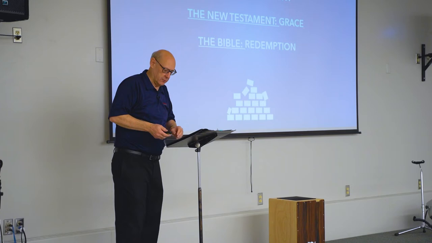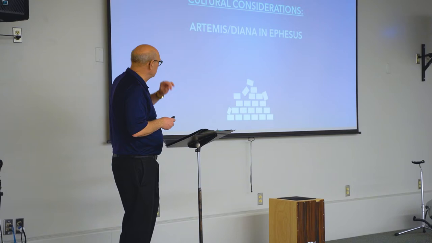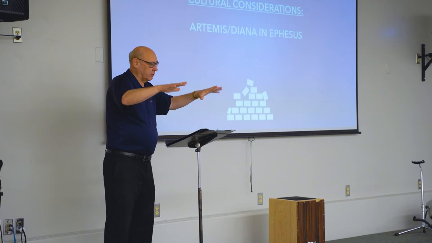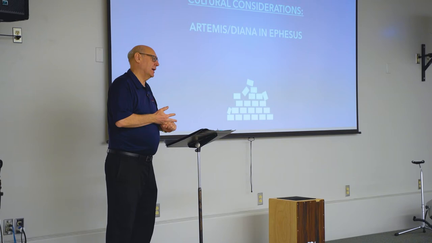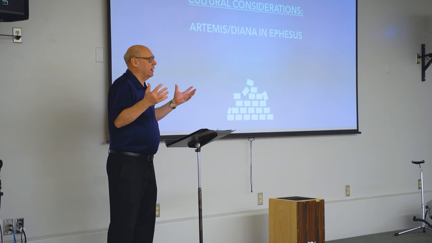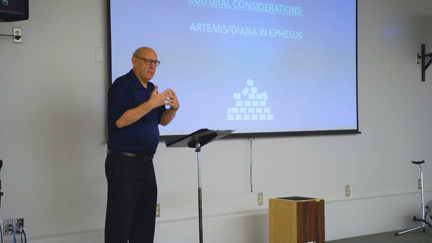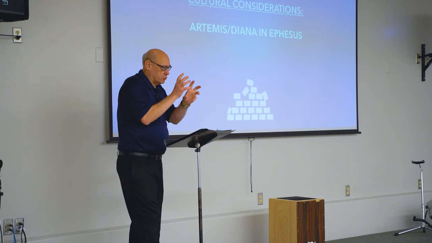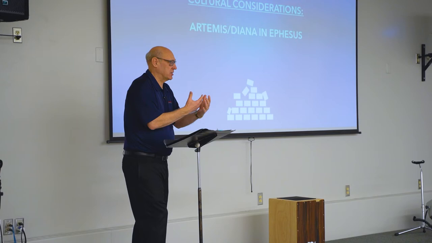Cultural considerations. We have to look at Artemis or Diana in Ephesus. In this city, Ephesus, and the predominantly Greek culture, there was a Greek goddess known as Artemis or Diana. The Romans called her Diana. And this goddess was worshipped more in a personal manner than any other god in Greek-Roman time. You know how we have our personal devotionals, spending time alone with the Lord and worshiping Him in our private times. Artemis was the god of choice that the Greeks would worship like that. There was more of a heartstring attachment to her than the other gods, and so there was a real close relationship with this goddess.